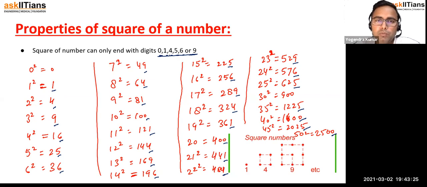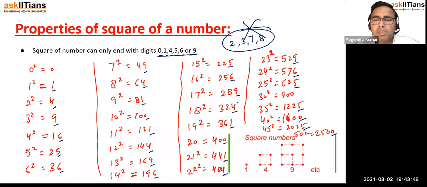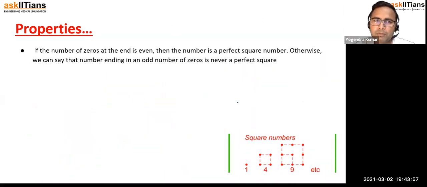Digits could be 0, 1, 4, 5, 6, or 9. That's all. You cannot have 2, 3, 7 and 8. These are never there in the unit place. Or can we remember this property like this also? If we have unit place digits as 2, 3, 7, or 8, then the number will not be a perfect square, right? So this is a very, very important point of discussion here. You need to remember this, right? So let's move on to the next property.